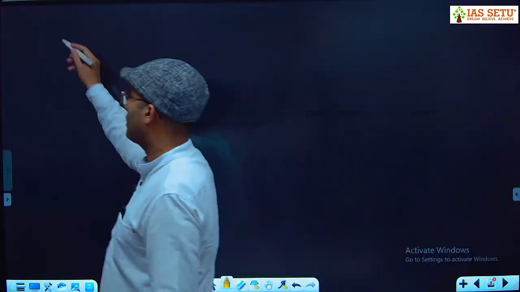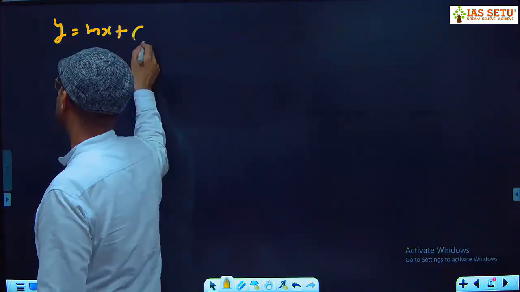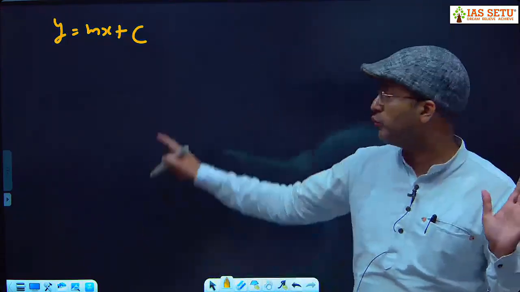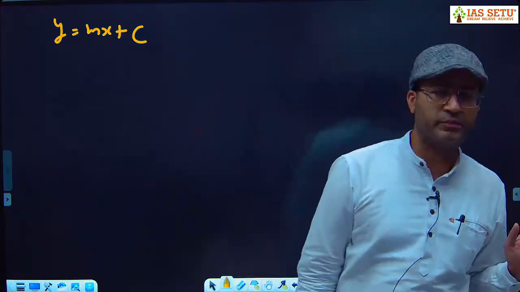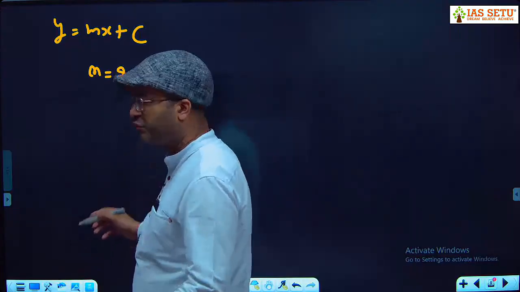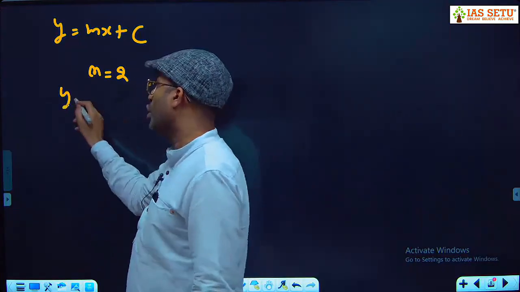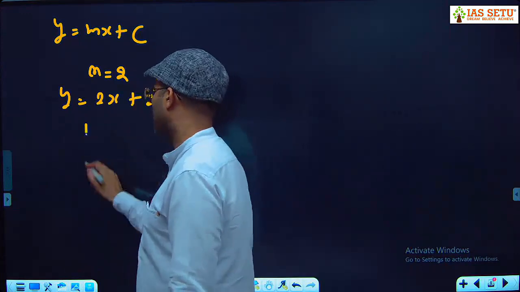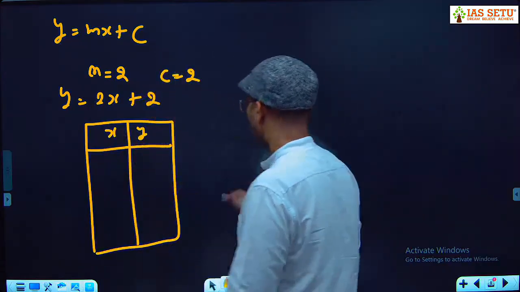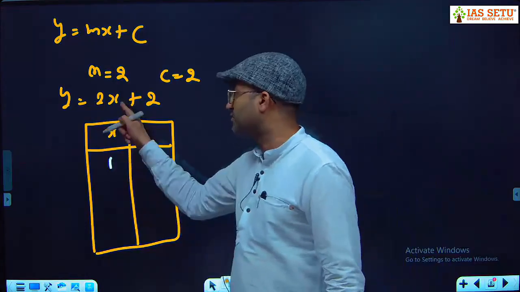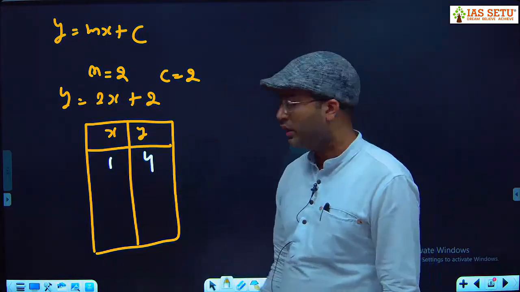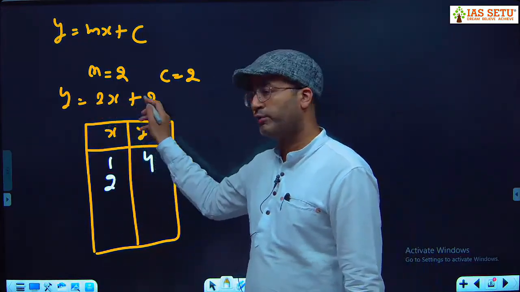Let us start. Y is equal to mx plus c. See here, in humanities whatever you do, but in mathematics you have to follow the statement. You have to follow the equation. I take m, you can take any value. I take positive, I take m as 2. You can take 3, 4, whatever you want. I take c as 2. So y is equal to 2x plus 2. Now we change the value of x, see the value of y, and then plot this on the graph. If x is 1, then the value of y is 2 plus 2, 4. If x is 2, 2 into 2, 4 plus 2, 6.